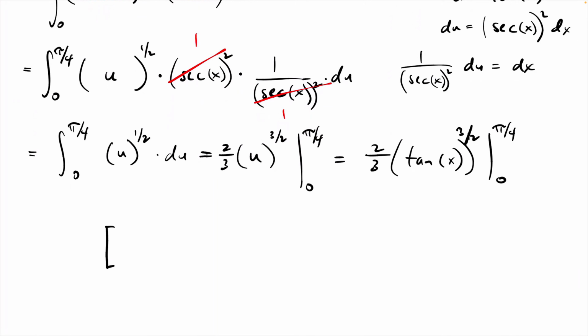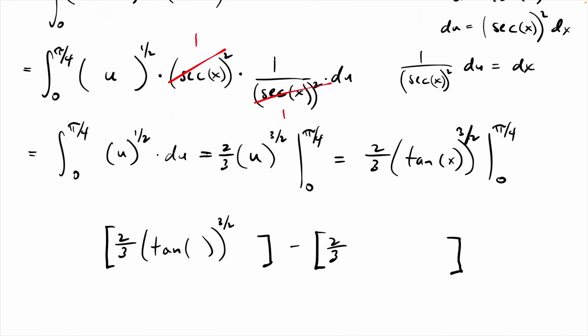Okay, now I'm ready to evaluate. Now I'm ready to plug in. So I have 2/3. The way I do it is I rewrite it twice. I just leave out the x. And then I plug in the first number, simplify, plug in the second number, simplify, and that's the way I do it. So 2/3 tangent of x to the 3/2 power, from pi over 4 to 0.